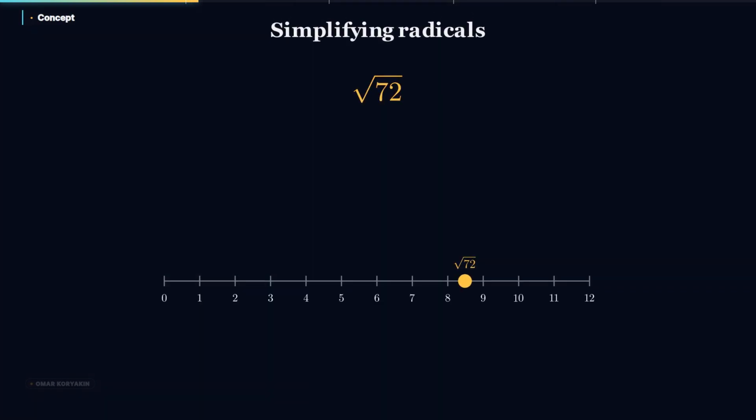Take the square root of 72. The radicand is 72, not a perfect square, but it has a perfect square factor inside. Find that factor. Factor 72 as 36 times 2. 36 is the largest perfect square factor of 72. The radical splits into the square root of 36 times the square root of 2.